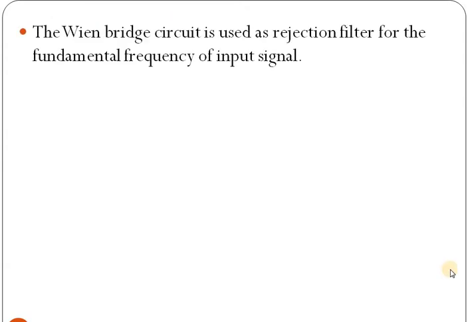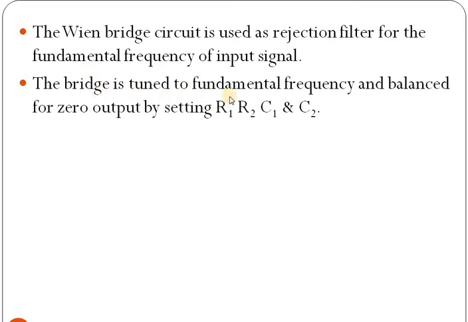Now we consider the operation. The Wien bridge circuit is used as a rejection filter for the fundamental frequency of the input signal.